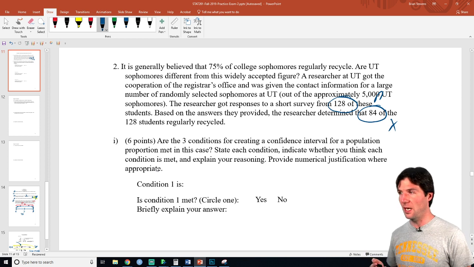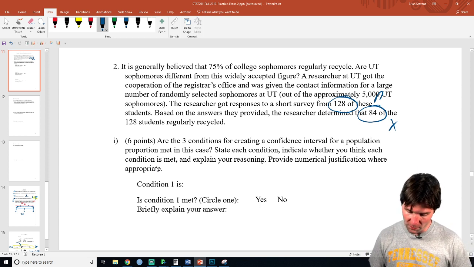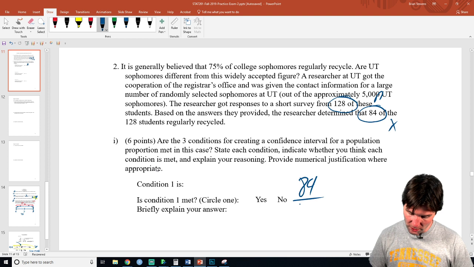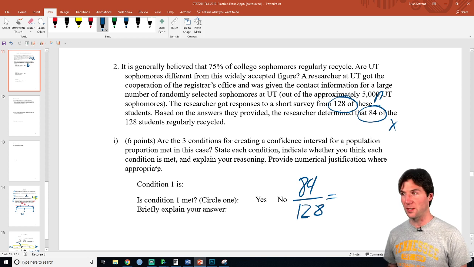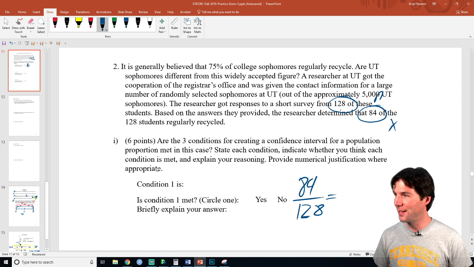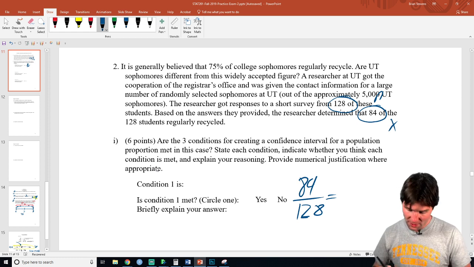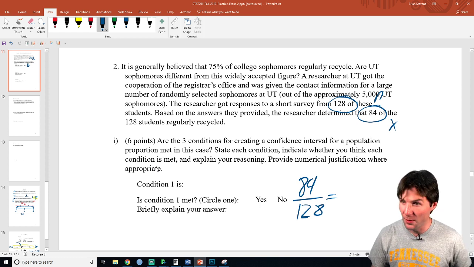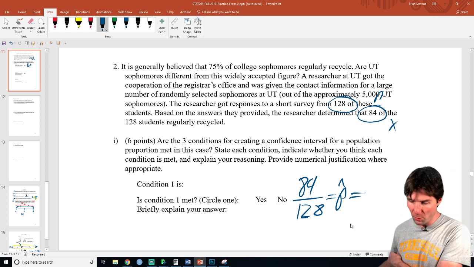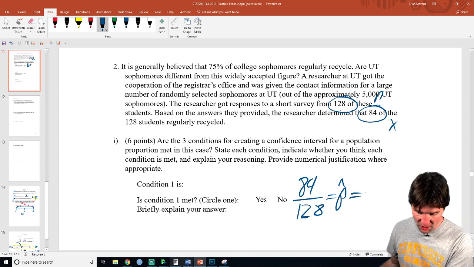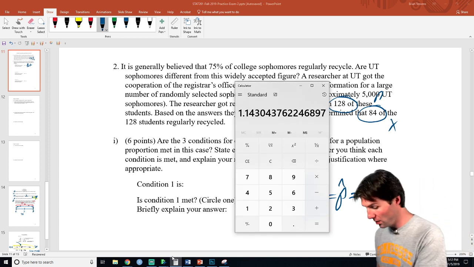But n is 128 and x is 84. So 84 over 128 is equal to what? What am I solving for right now? This is equal to p hat, because that is the sample proportion of people who recycle, the sample proportion of sophomores who recycle.